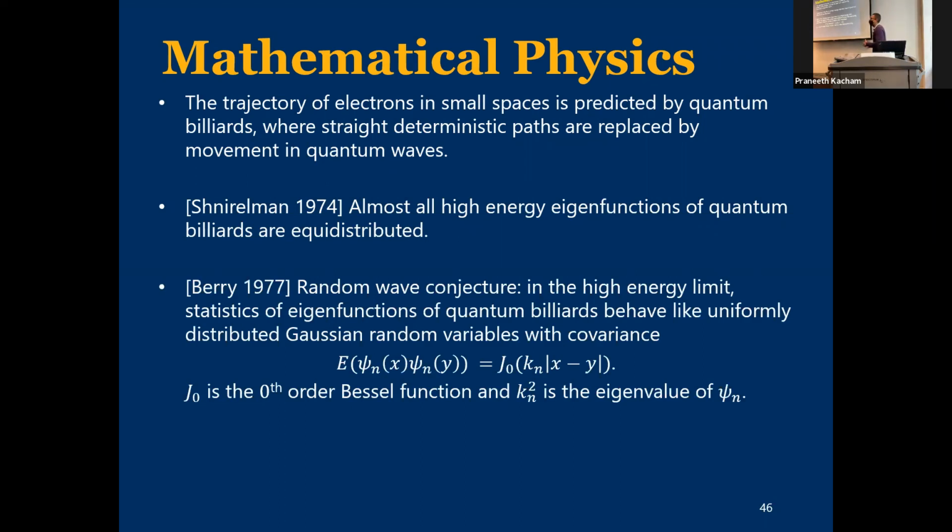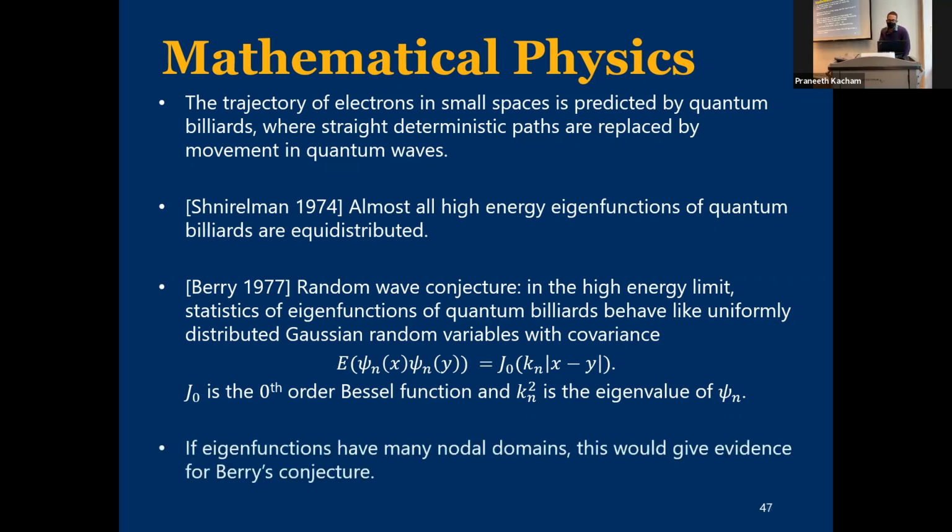Berry then had a conjecture which says, not only do you have this, but the distribution should behave like a random wave, in the sense that statistics should behave like Gaussian random variables with this fixed covariance, which is based on the distance. This is just a Bessel function, but you should just think about it as the covariance is based on the distance and goes down as the distance gets larger. One of the implications of the random wave conjecture would be that there are many nodal domains. So if eigenfunctions had many nodal domains, that would suggest Berry's conjecture.